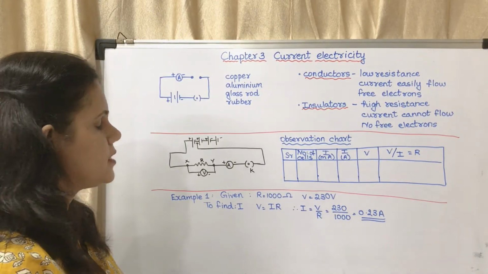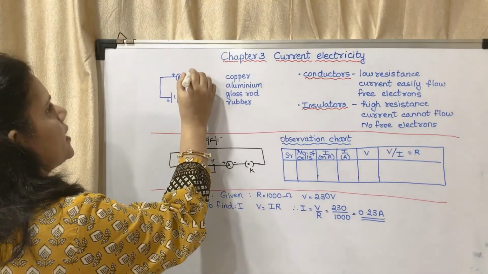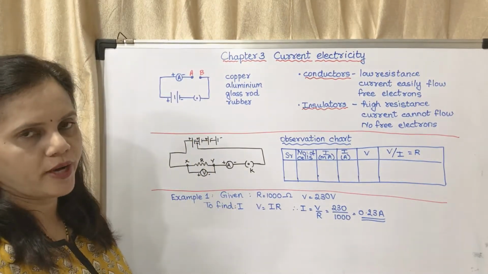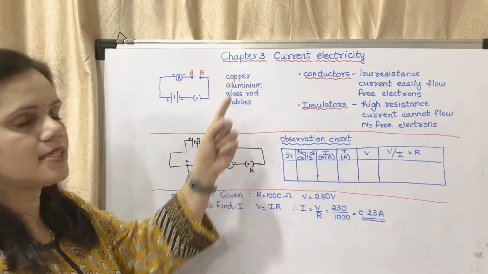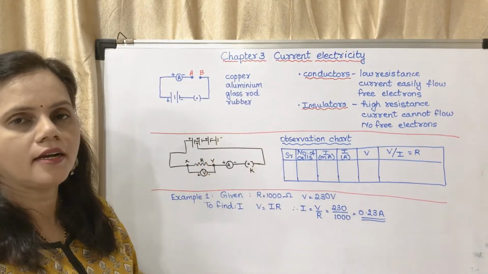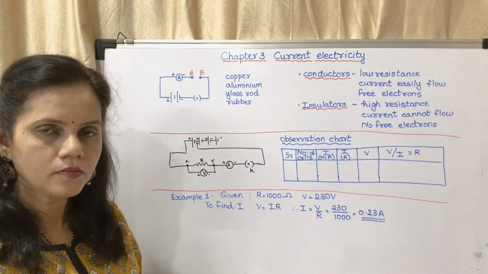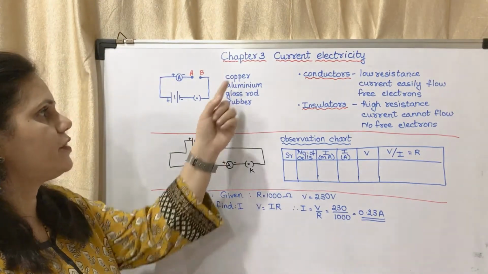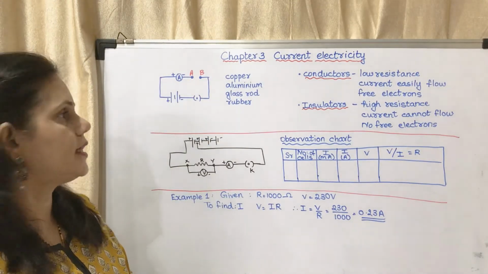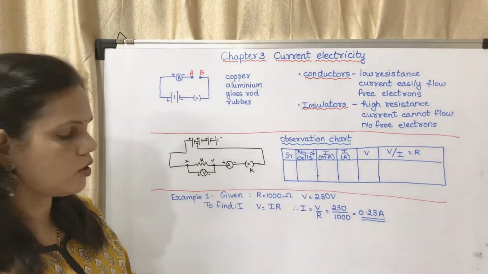There are 2 points here. This point is taken as A and this point is taken as B. They have provided you with 4 materials. One is a copper wire, aluminum wire, a glass rod and a rubber material. What you have to do, you have to first connect the copper wire to this AB and see whether the current will flow or not.